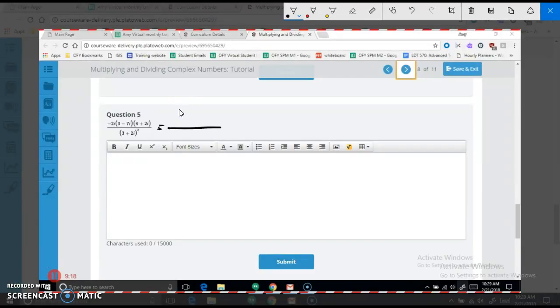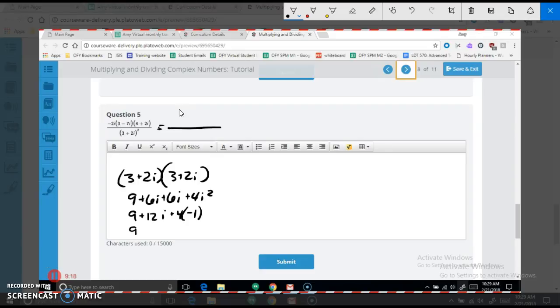So basically what we're going to do here first is we're going to multiply the bottom together using FOIL, (3 + 2i), and then once we have our denominator, then we're going to multiply by the conjugate of that. So (3 + 2i) times (3 + 2i). We get 9 plus 6i plus 6i plus 4i². So we get 9 plus 12i plus 4 times negative 1. That's 9 plus 12i minus 4, so that's 5 plus 12i here. So that was just doing FOIL.